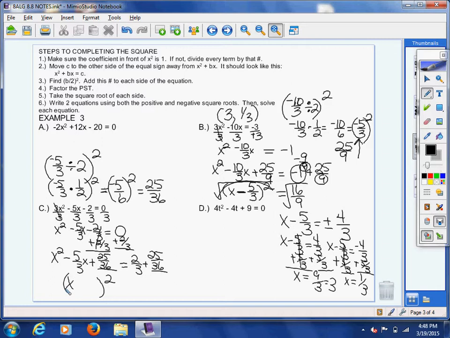So we got an x, our middle term is negative, so we'll put a minus sign there. And then just take the square root of that fraction. Square root of 25 is 5, square root of 36 is 6. So that's how you factor it, okay?